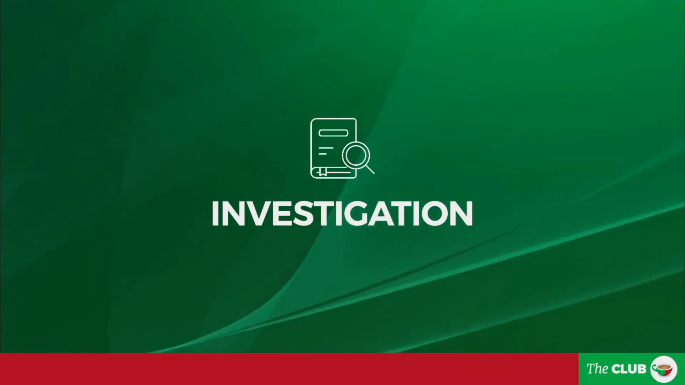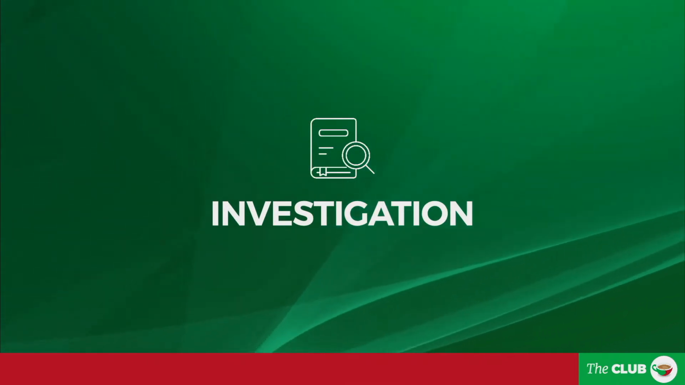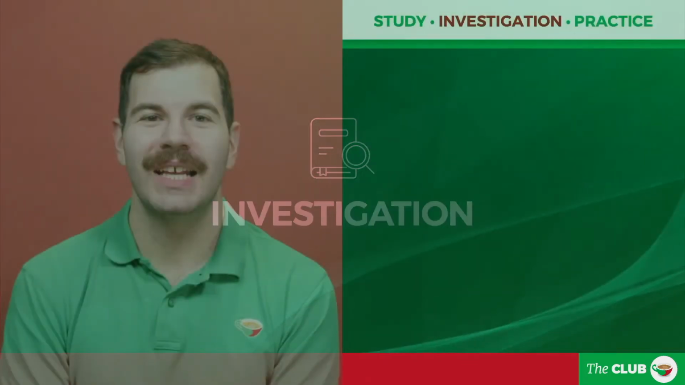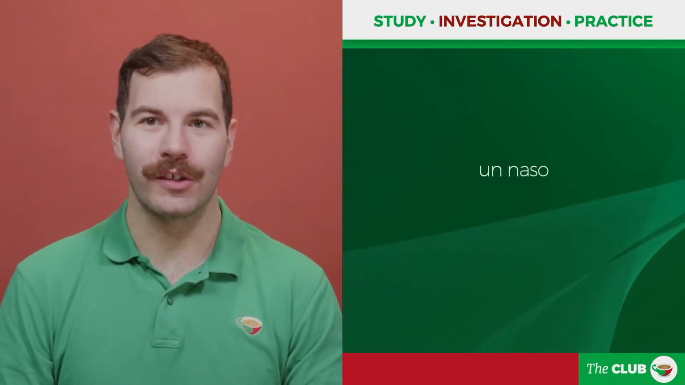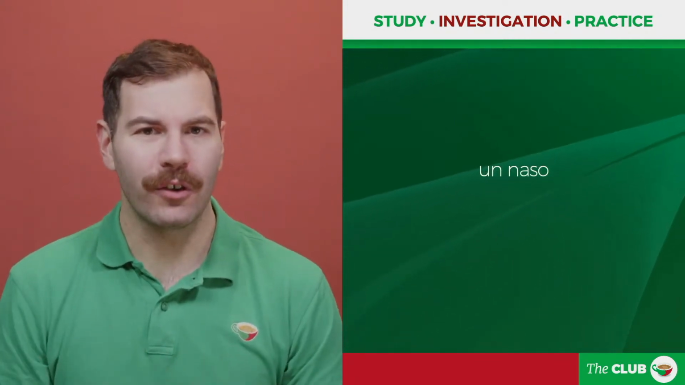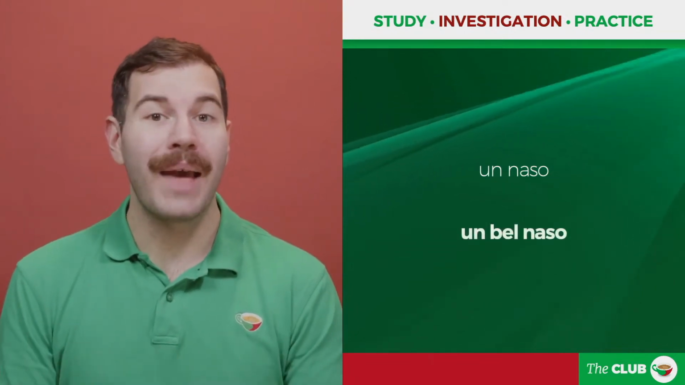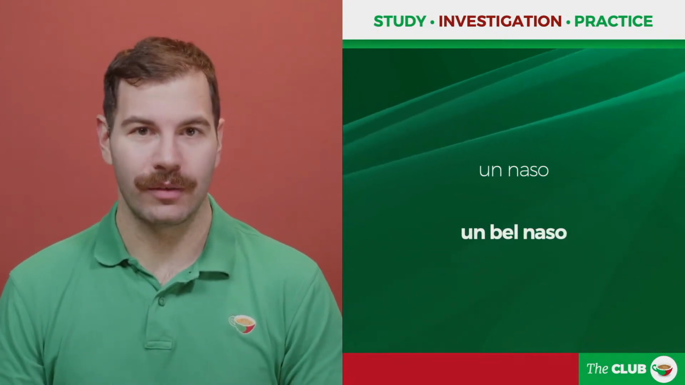Let's now look at some examples of the different forms of bello in our investigation section. We're going to work together and see which form of bello we should use for each noun. We're going to start with un naso, a nose. So how would we say a beautiful nose? Well, that would be un bel naso.